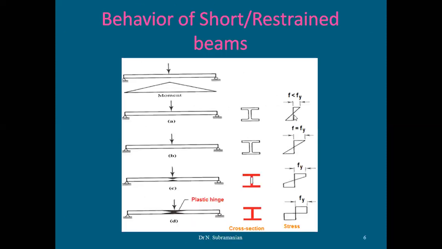Let me show you the behavior of short or restrained beams. Let's take a simply supported beam which is subjected to a concentrated load. This is the maximum bending moment. What is the maximum bending moment over here? Which is WL/4, isn't it? Again, let's see the point load which is acting at the center of the span. This is the cross section of the beam.